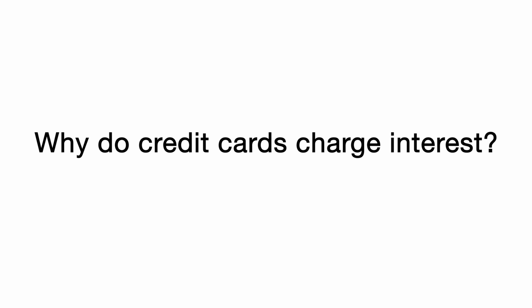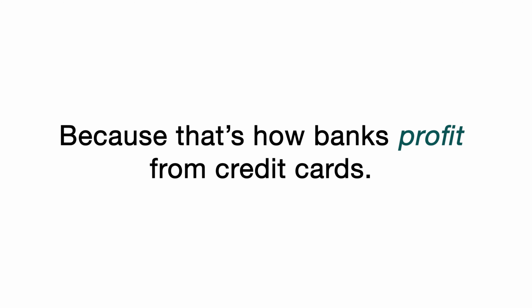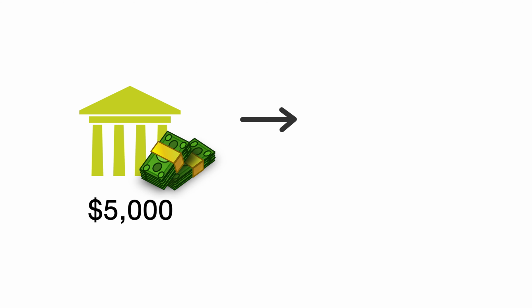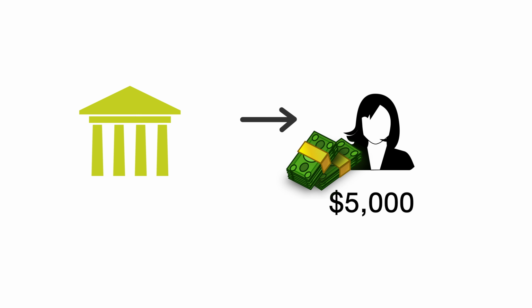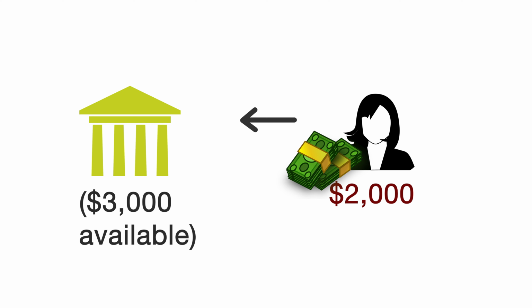Now, this point may be obvious, but it's worth spelling out. Why exactly do credit cards work this way? Because interest is one major way that banks make money from credit cards. If you're having trouble visualizing, think about it this way. The bank is giving you $5,000 that it already has in the form of credit, right? You spend $2,000. When you eventually pay that $2,000 back, the bank isn't profiting from that exchange because they're basically just getting back what they gave you.